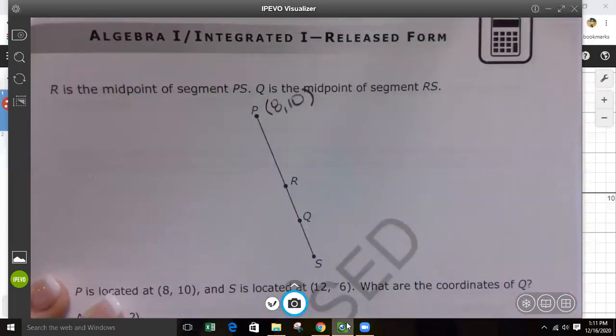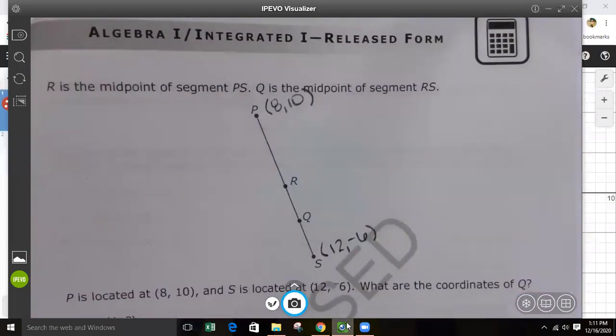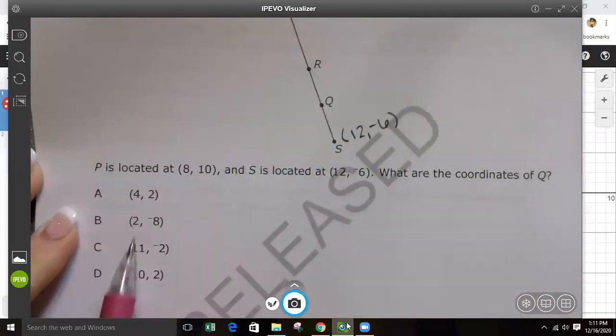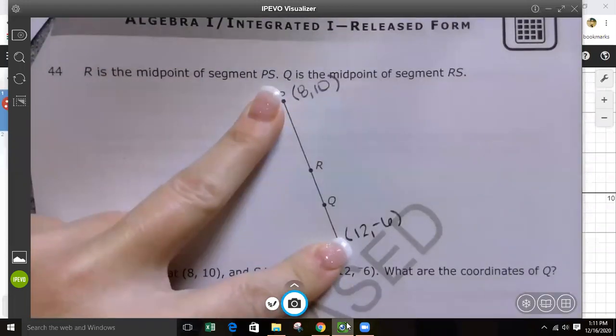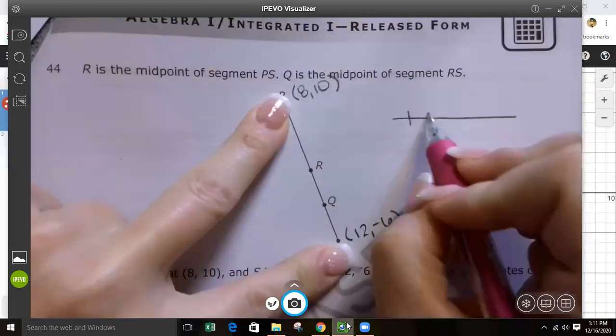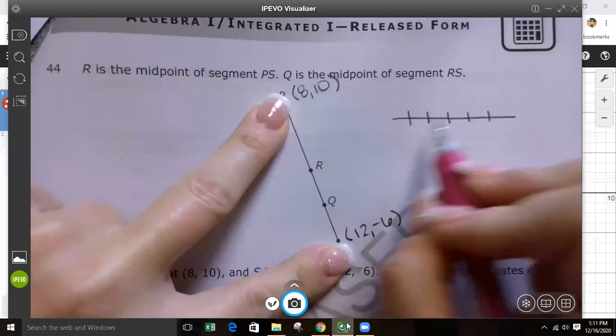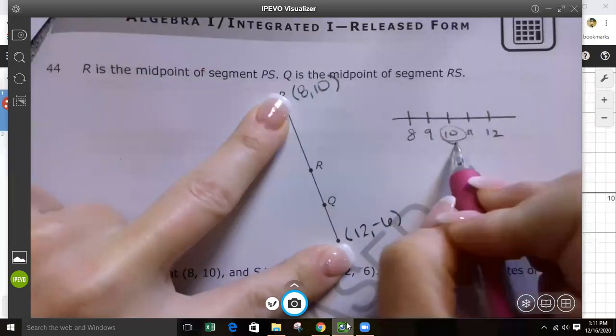And S is located at 12, -6. I apologize for that. For this one, what's really cool is that all of your X coordinates are different. So you can just use your X's and think about what's the difference between 8 and 12, what's in the middle. So if we think about a number line, 8, 9, 10, 11, 12, we know that 10 is in the middle.